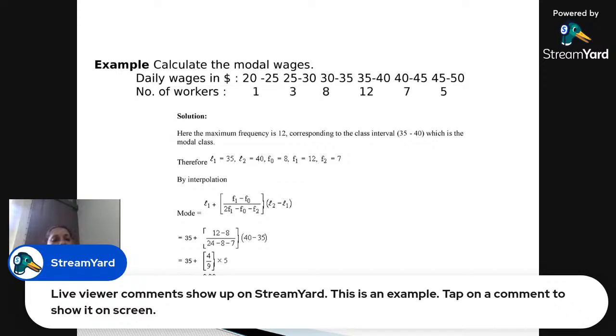What is L1? L1 is the lower limit of the modal class. What is the modal class? Modal class is 35 to 40. Why is it the modal class? Because in that class you are having the highest frequency. So what is the lower limit of the modal class?